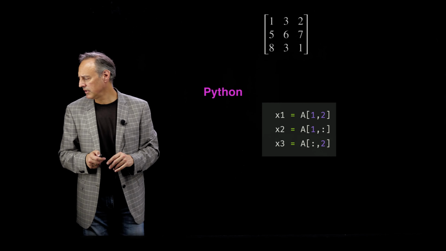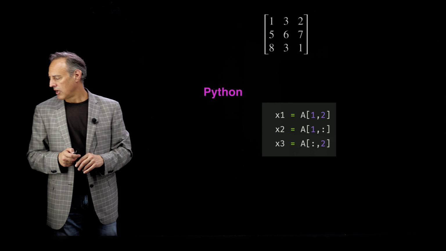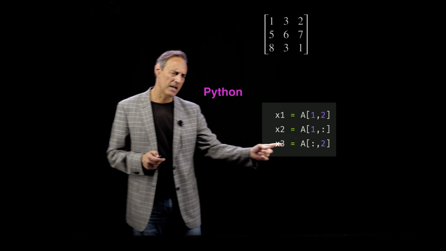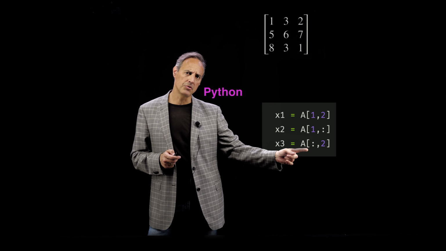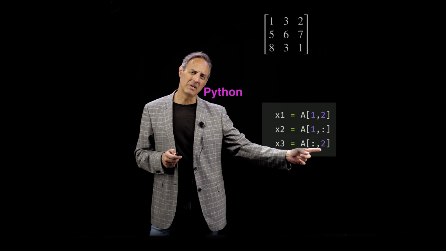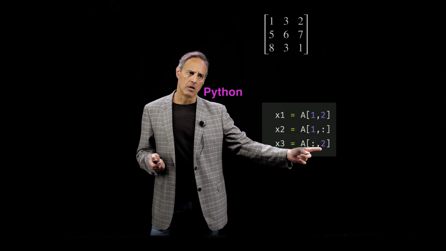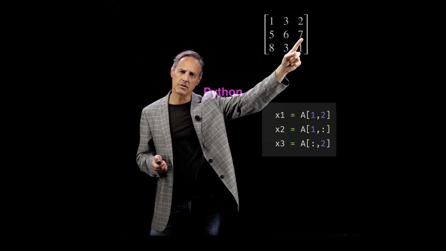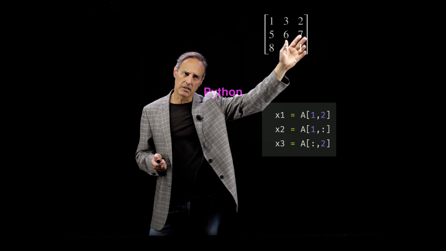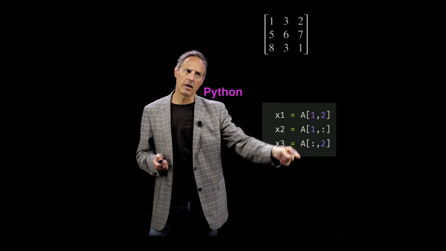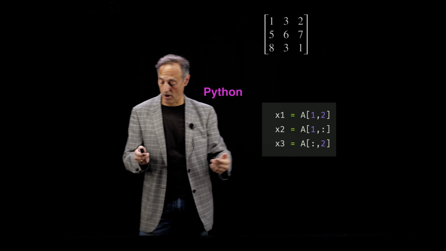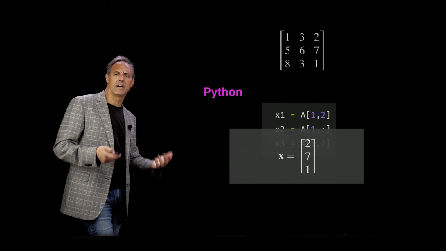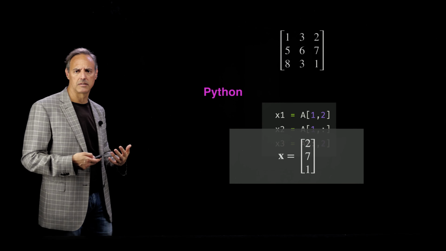Let's go to the last one, which is A, colon, 2. So this says, okay, go grab all the rows in column 2, which means it's the third column. So this is the third column here, the 2, 7, 1, that's right there. So it's going to grab all the rows there, so I go to that third column and grab it, and this is the vector that I have out of that system.